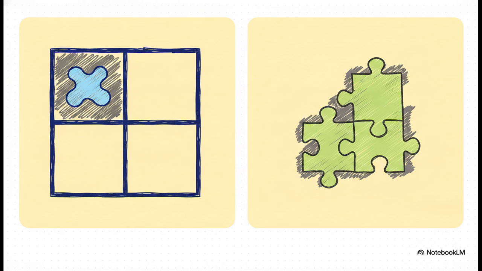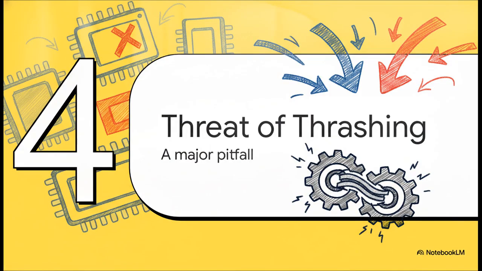Like we saw a moment ago, paging allows for internal fragmentation. That's the wasted space inside a frame, but no external fragmentation. Segmentation is actually the exact opposite. It doesn't allow internal fragmentation, but it does allow external fragmentation. Operating systems just have to choose between these based on how they prefer to manage the empty spaces between our data. Section 4. The Threat of Thrashing.